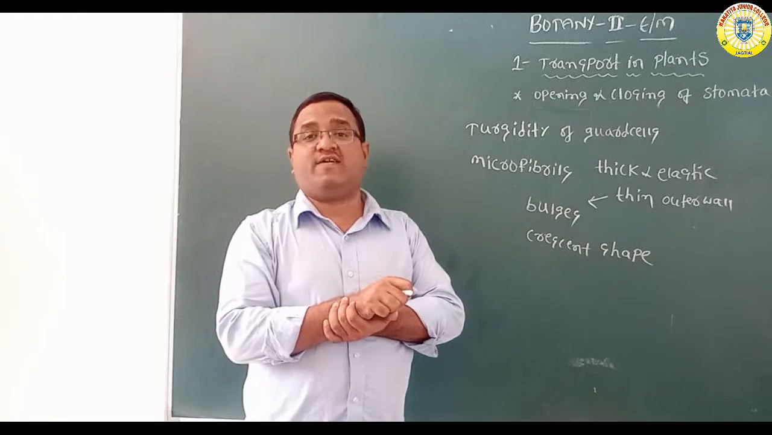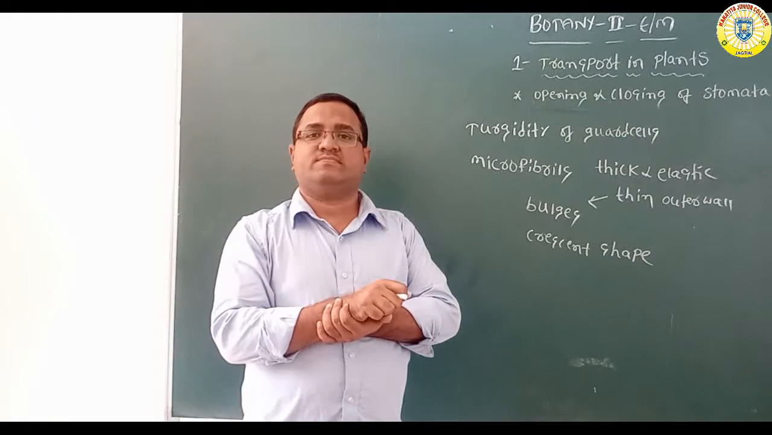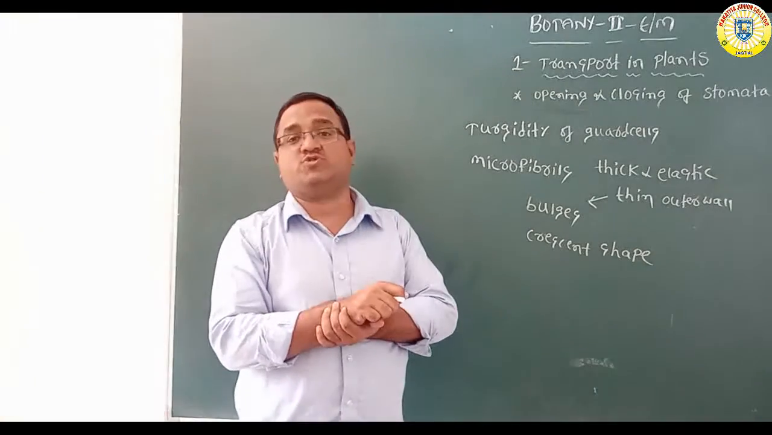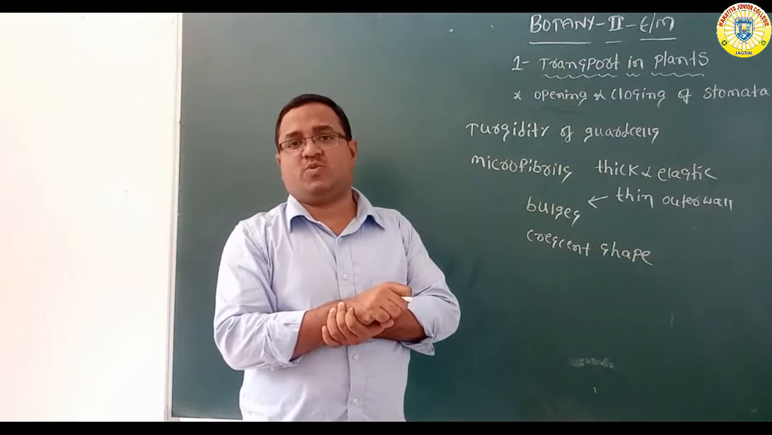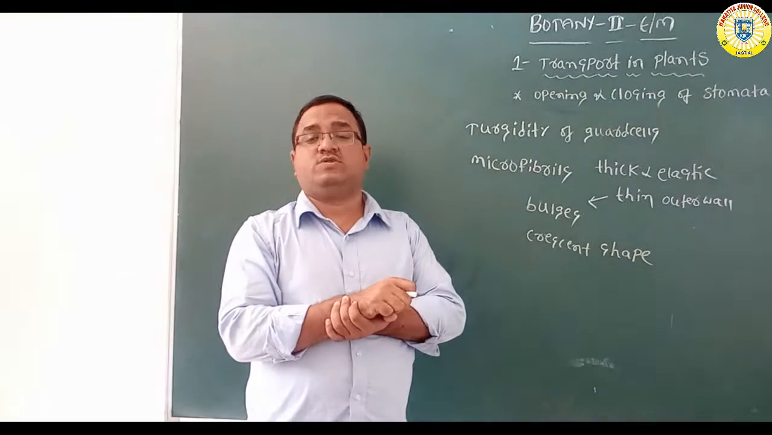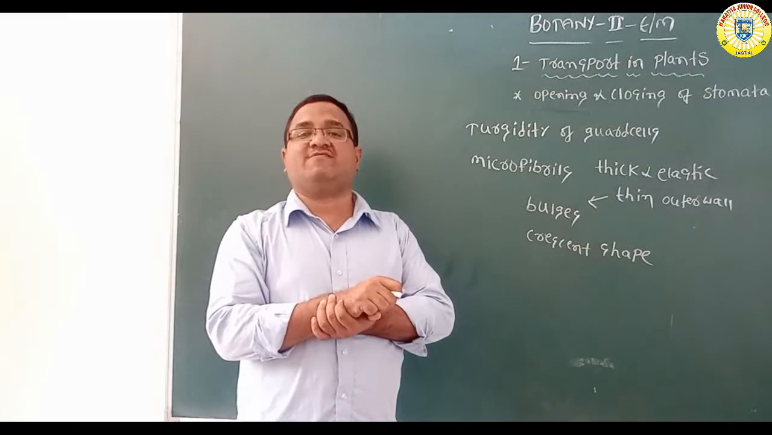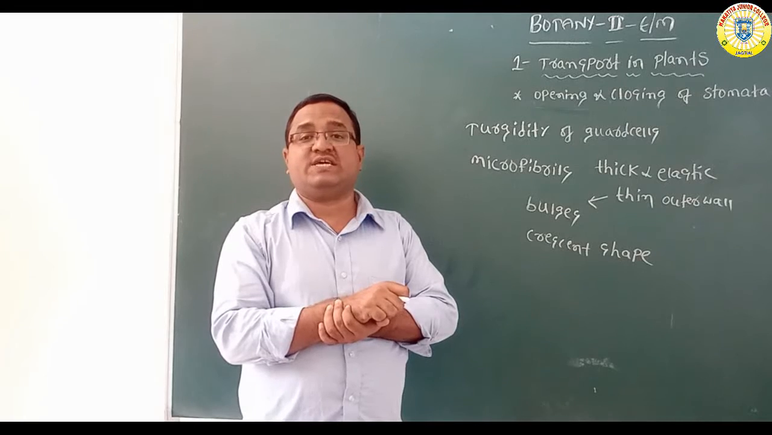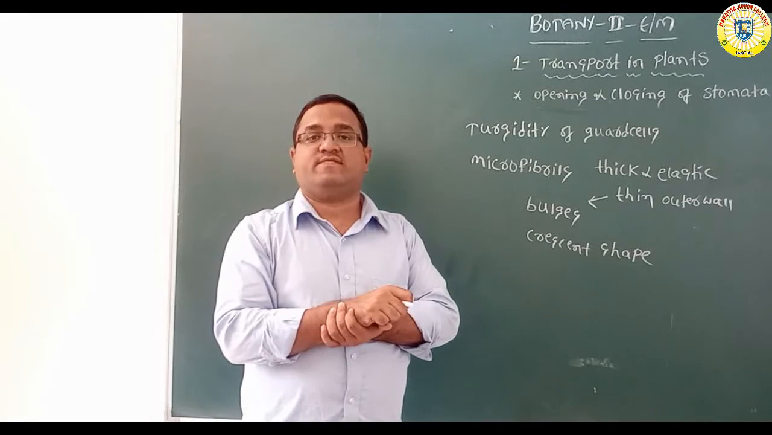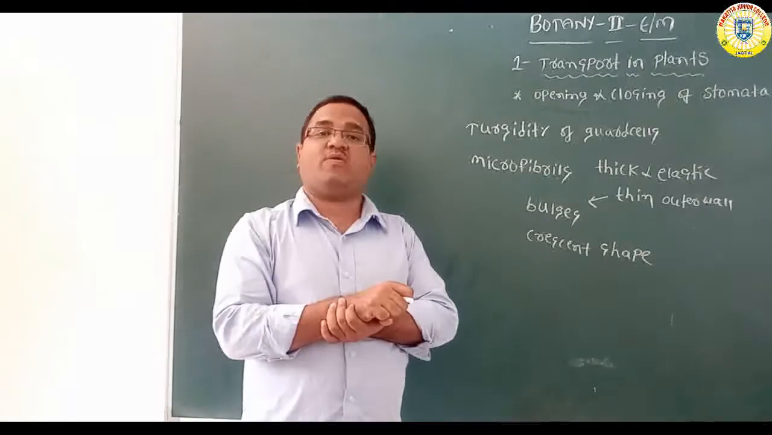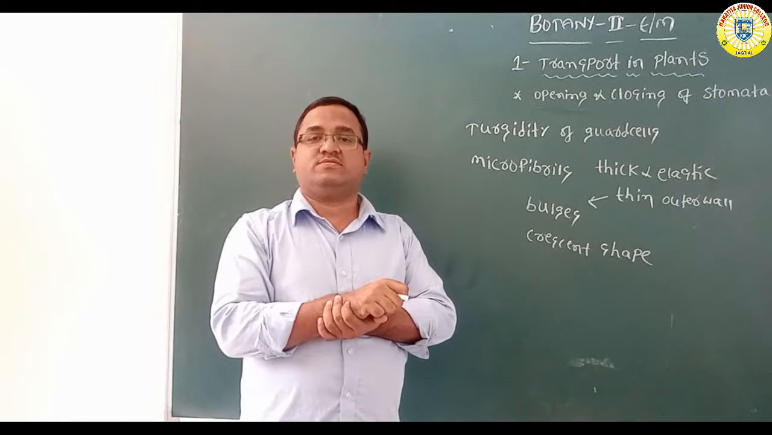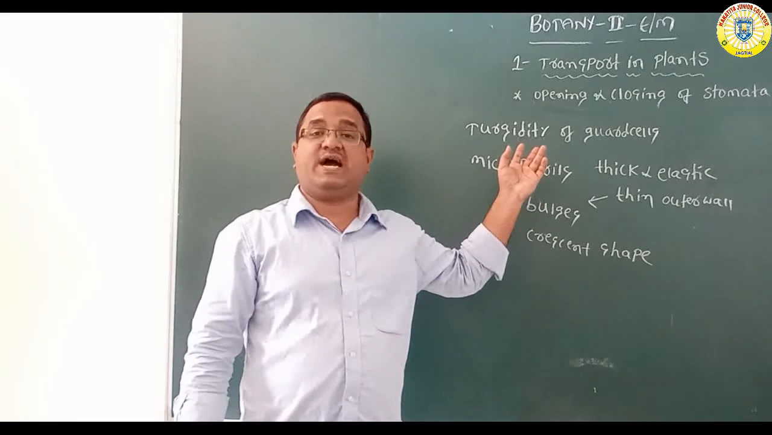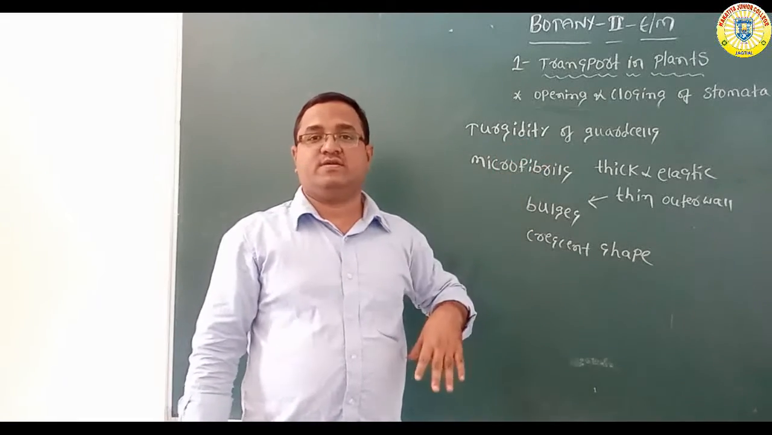Whenever the water moves out of the guard cells, these walls retain their original shape. These walls come back to their original shape. In this situation, the stomata close. So this opening and closing of stomata is mainly based on the turgidity of the guard cells. Whenever the water enters inside or comes outside, the stomata open or close. So that mainly depends on the entry or exit of water.